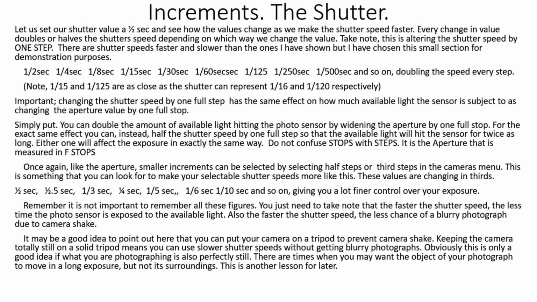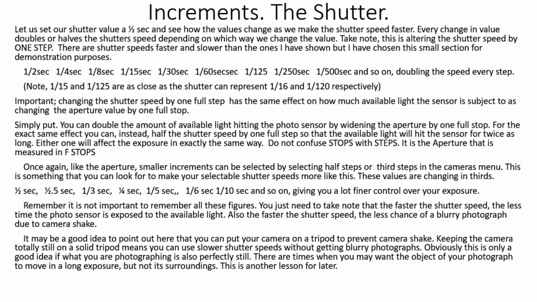These values are changing in thirds: 1/2 of a second, 1/2.5 of a second, 1/3 of a second, 1/4 of a second, 1/5 of a second, 1/6 of a second, 1/10 of a second, and so on, giving you a lot finer control over your exposure. Remember, it is not important to remember all these figures, you just need to take note that the faster the shutter speed, the less time the photosensor is exposed to the available light.